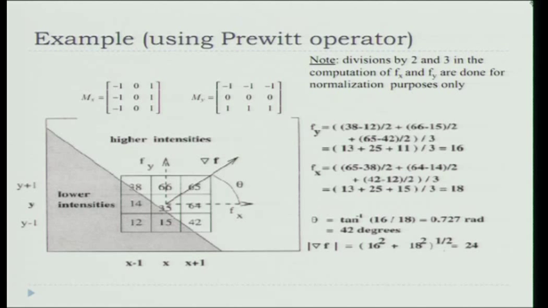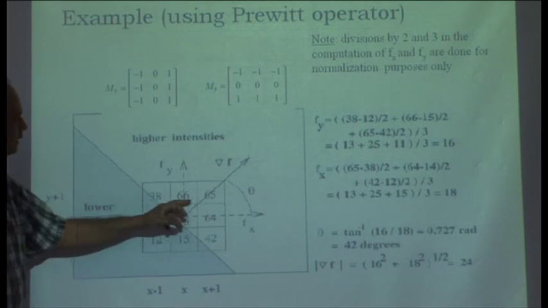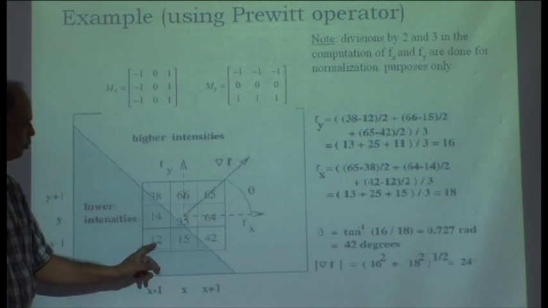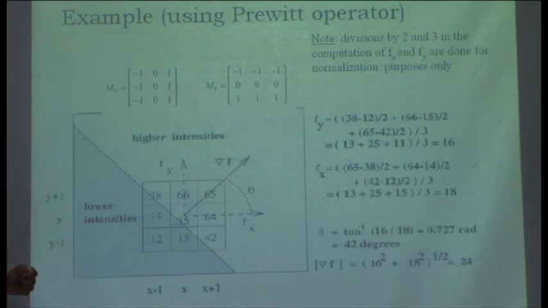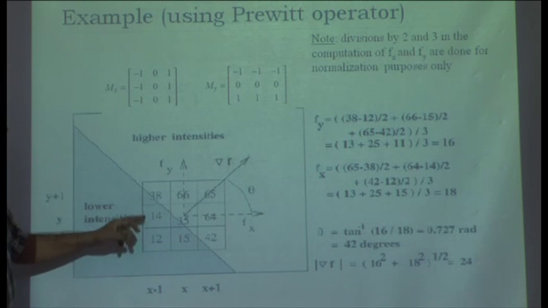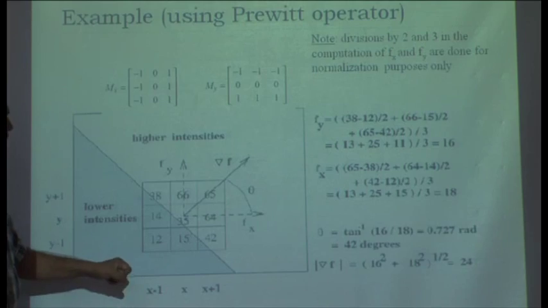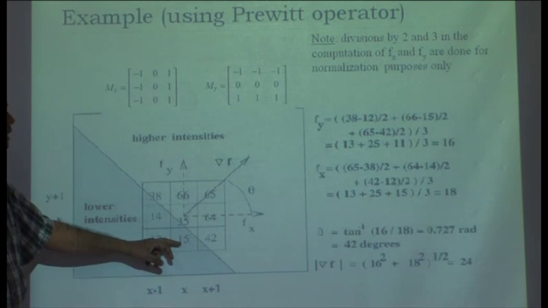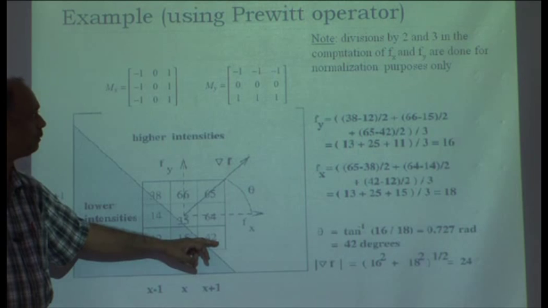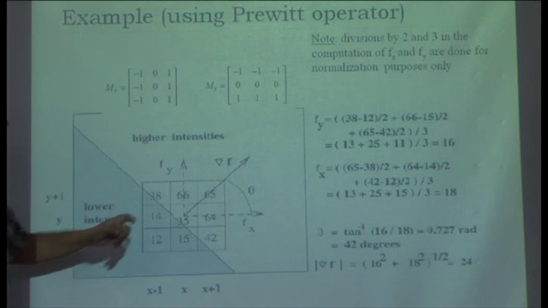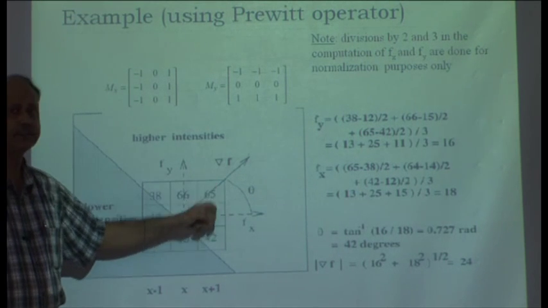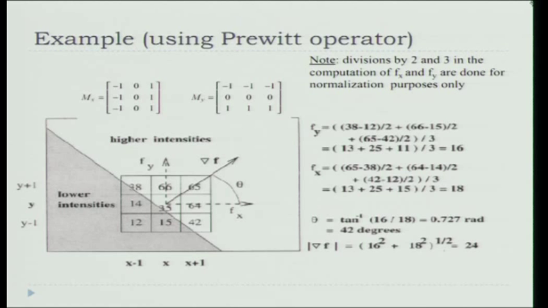This is a 3 cross 3 and the numbers are 38, 66, 65, 14, 35, 64, 12, 15, 42. Now, I have deviated. You observe that I have taken 38 minus 12 divided by 2 plus 66 minus 15 divided by 2 plus 65 minus 42 divided by 2, and then the total divided by 3. Or I have taken this minus this plus this minus this plus this minus this, divided by 6. Now, why am I dividing by this?